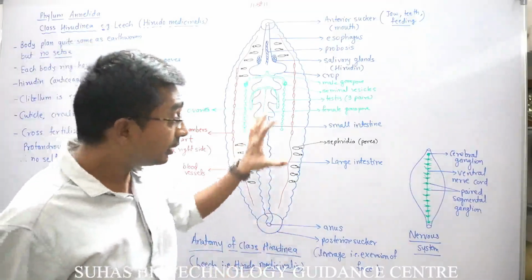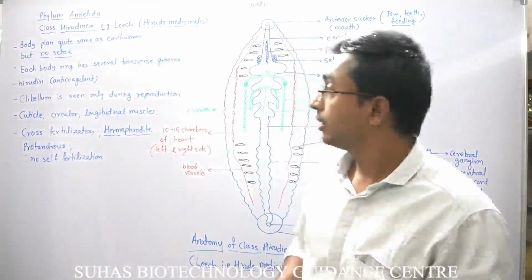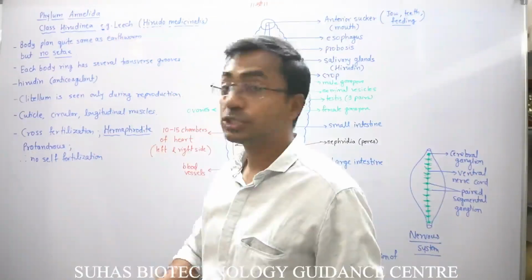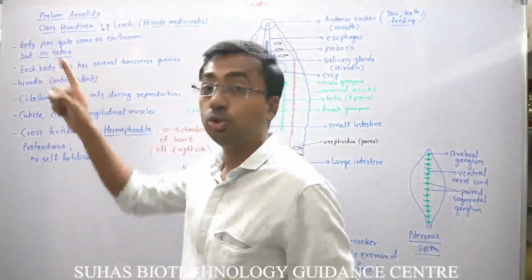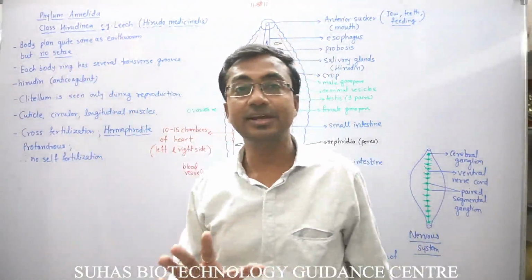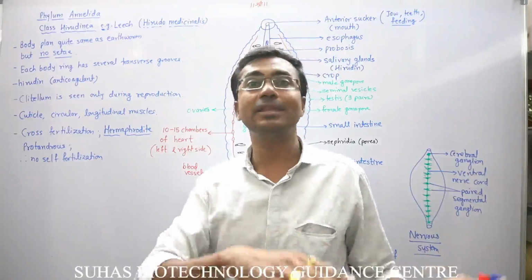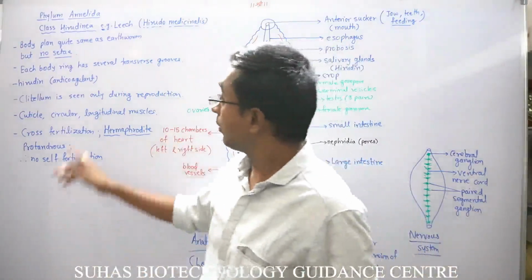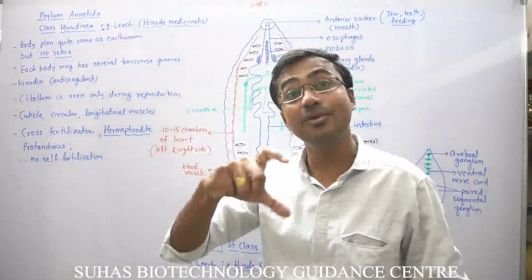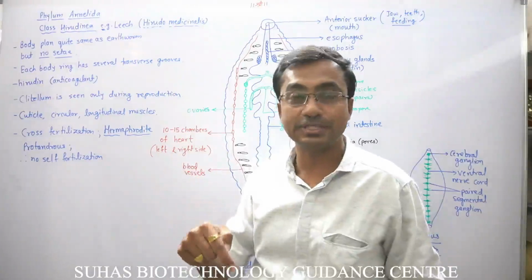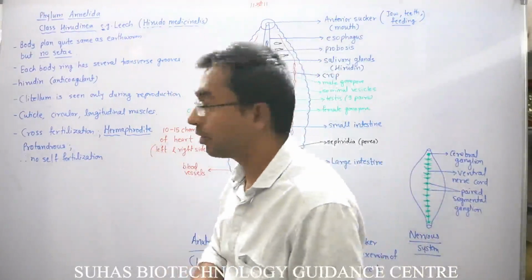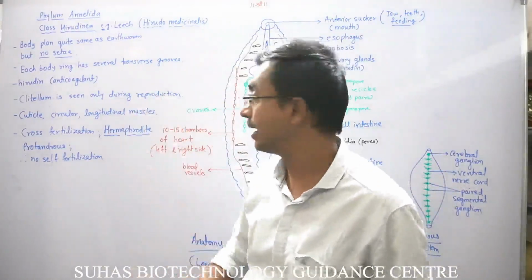Now, in case of leech, the body plan is quite the same as earthworm, which we have already seen, but no setae are present, and as setae are not present, definitely their movement is quite different than in case of earthworm. Now, each body ring has several transverse grooves, and because of that their body is a little bit more rough as compared to other animals in phylum Annelida.